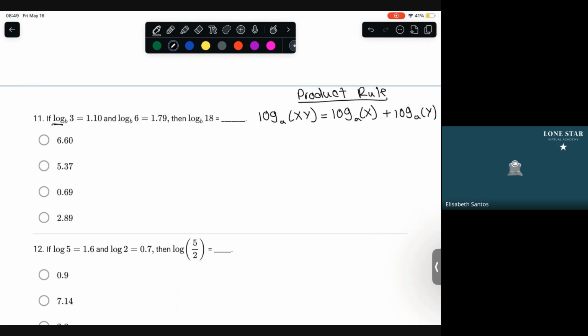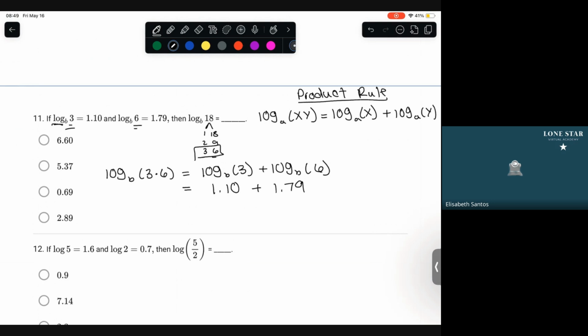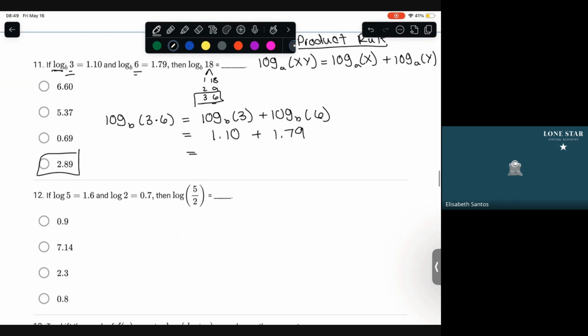So what do we know about 18? Factors of 18 include 1 times 18, 2 times 9, 3 times 6. So 3 and 6 seem to match because that's what they gave us. So log base B of 18 is log base B of 3 times 6. We can split those up into log base B of 3 plus log base B of 6. We know this is 1.10 and this one is 1.79. Add those up, and you get 2.89.